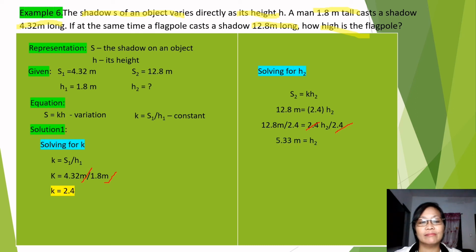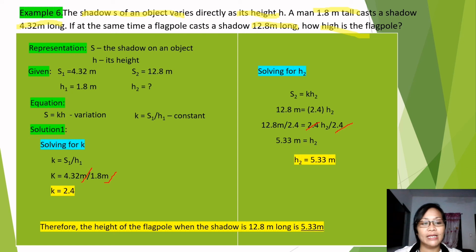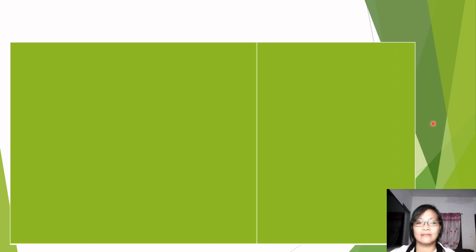We have 5.33 meter. Therefore, our H sub 2 is 5.33 meter. Therefore, the height of the flagpole when the shadow is 12.8 meter long is 5.33 meter.